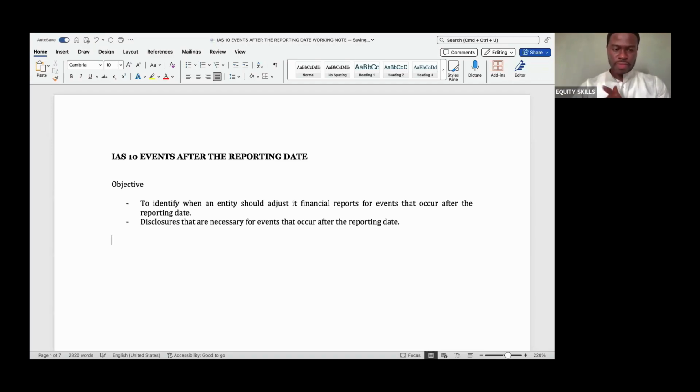Now, before we look at events or when we adjust our report for events that occur after the reporting dates, there are certain terminologies that we need to identify first.